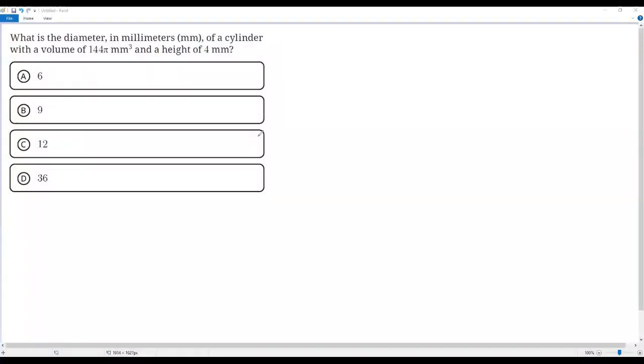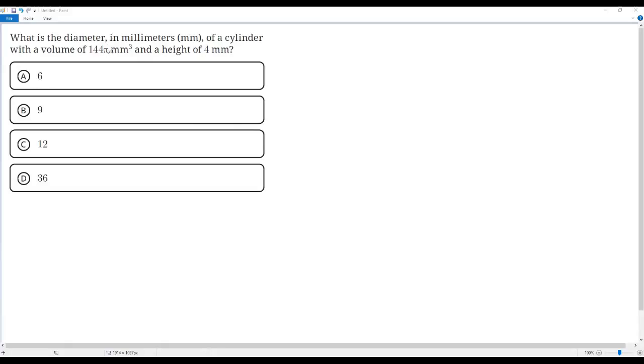Here we have a SAT math question. Okay, let's go to the question. What is the diameter in millimeters of a cylinder with a volume of 144 pi millimeter cube and a height of 4 millimeter? Okay, so here the volume and height of a cylinder are given and we have to find the diameter.